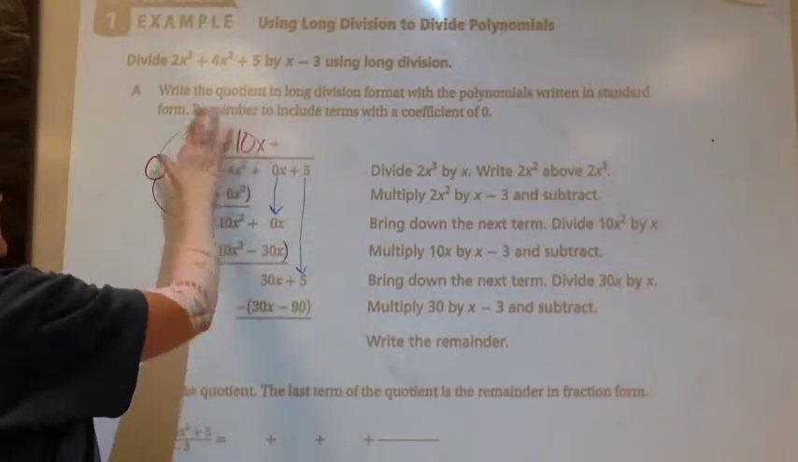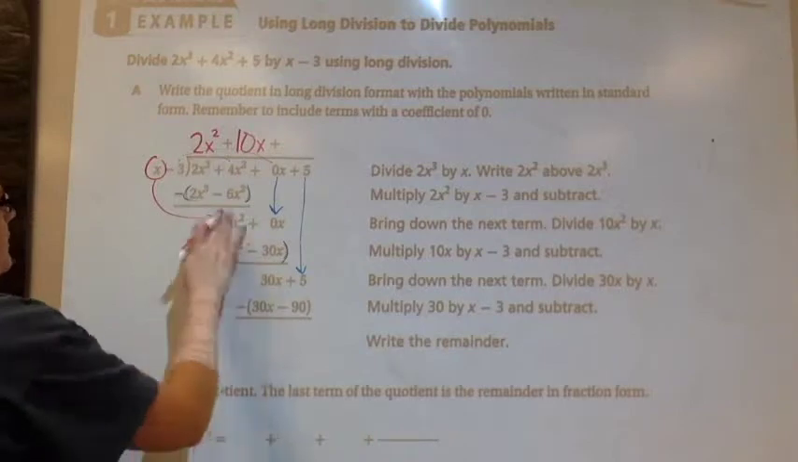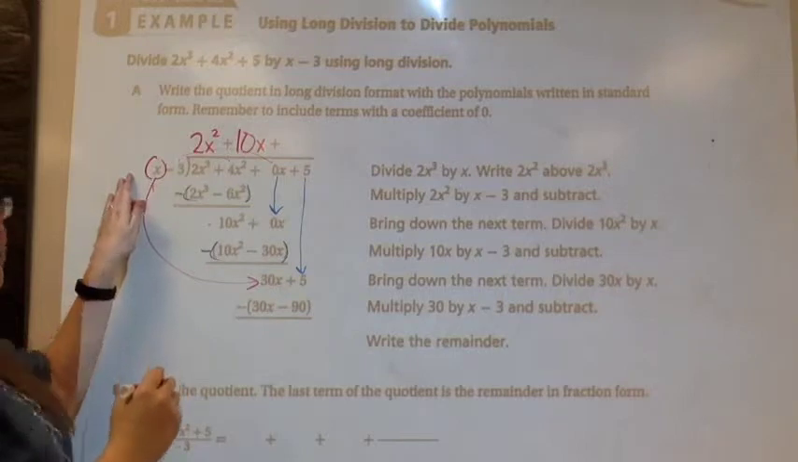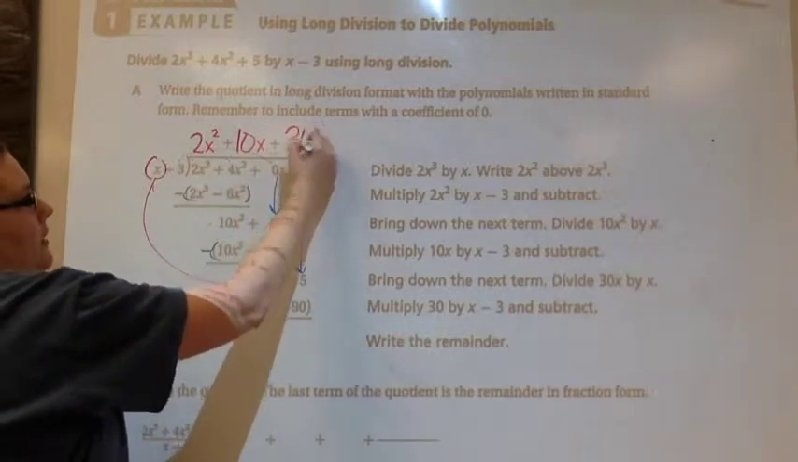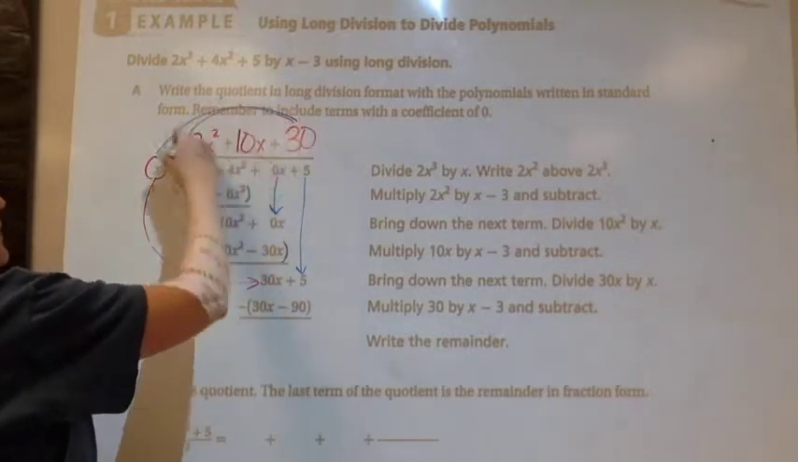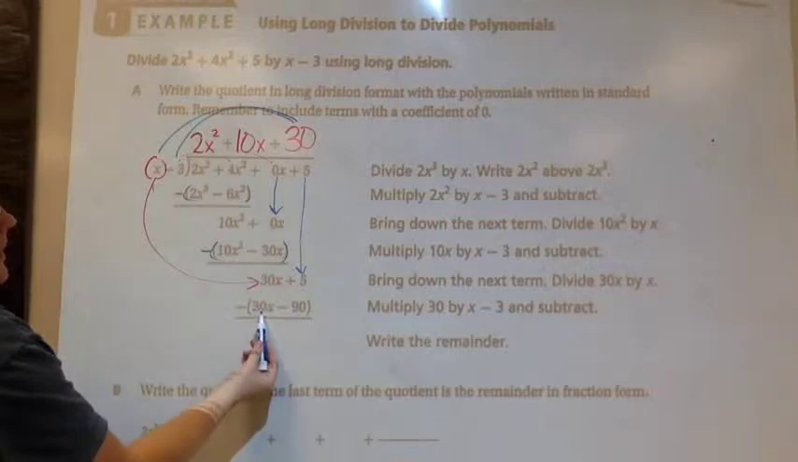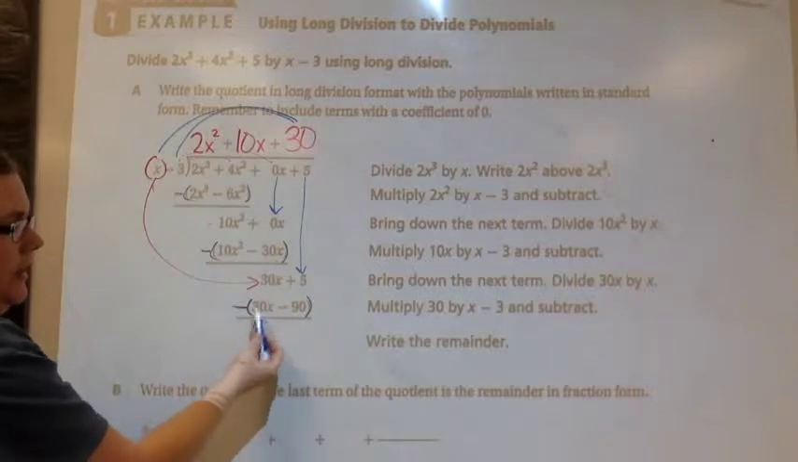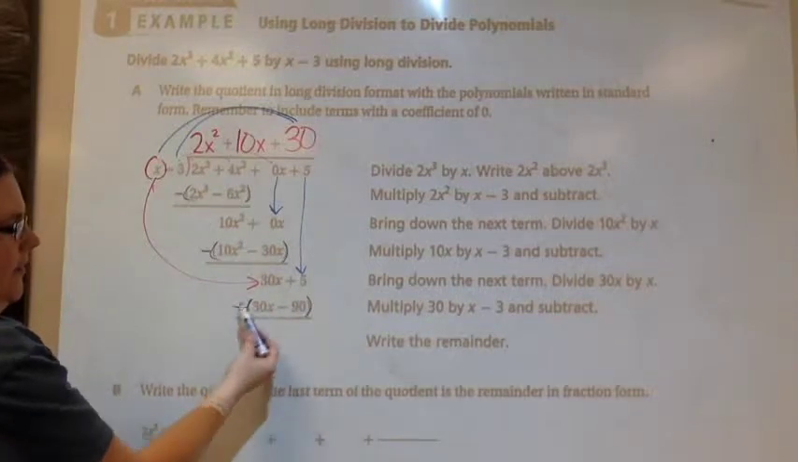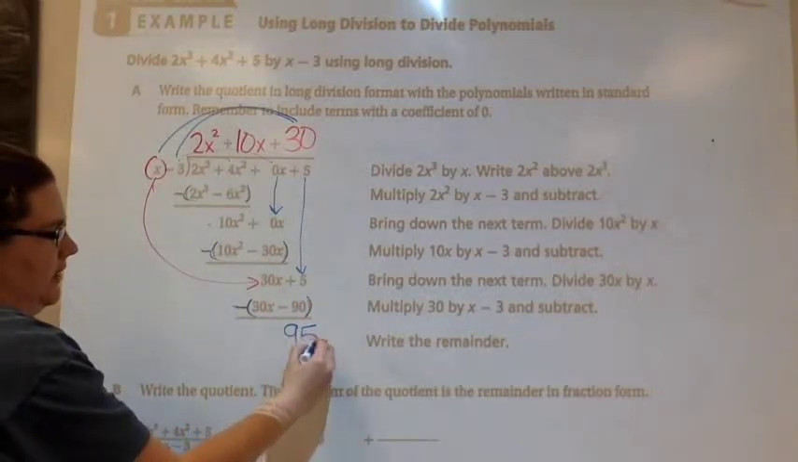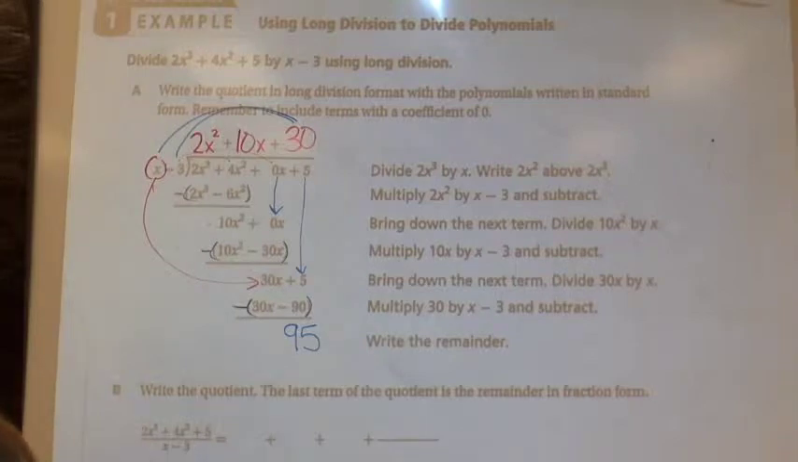And one more time. How many times does x go into 30x? X times what is 30x? That's 30. And then you're multiplying back through. Both pieces of your divisor. 30 times x is 30x, and 30 times negative 3 is negative 90. When you subtract, 30x minus 30x is 0, and 5 minus a negative 90 is 5 plus 90, which is 95. Remember, anytime that you need to pause it or rewind it and look back over it, you're welcome to.